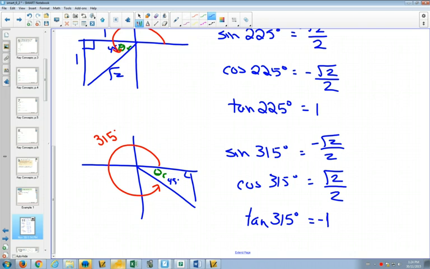You could do the same thing with your 30-degree triangle and redraw it in all quadrants. So now, what's sine of 30 degrees?